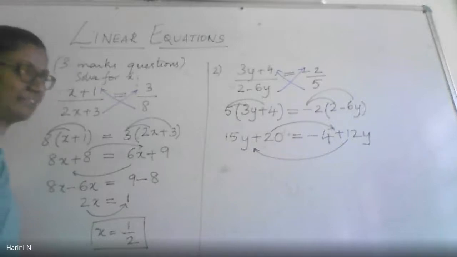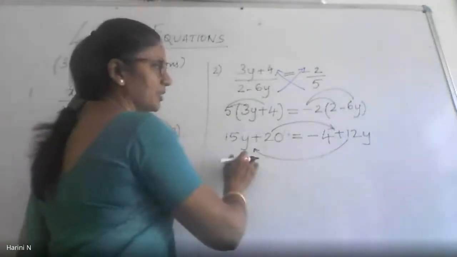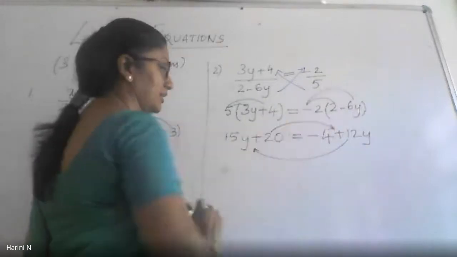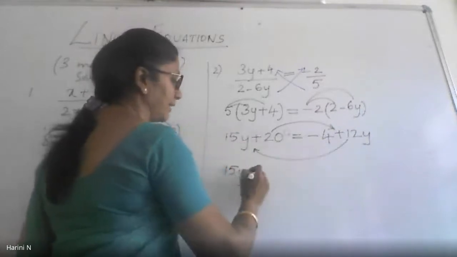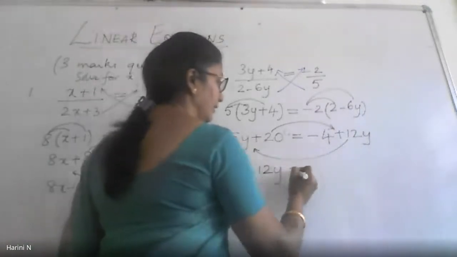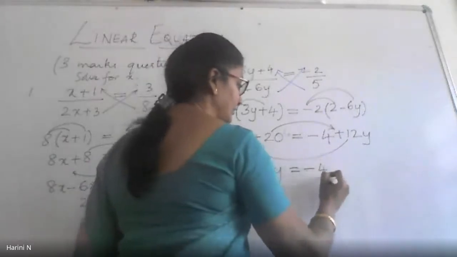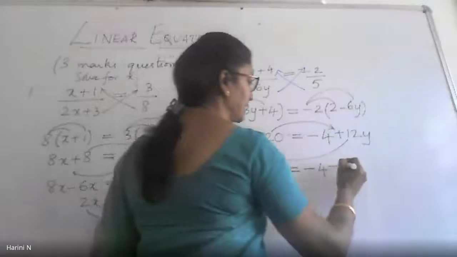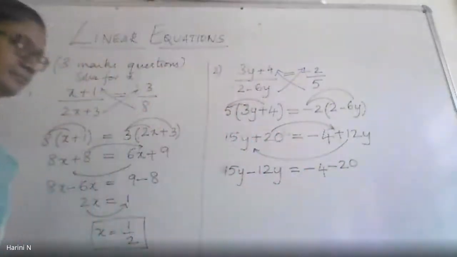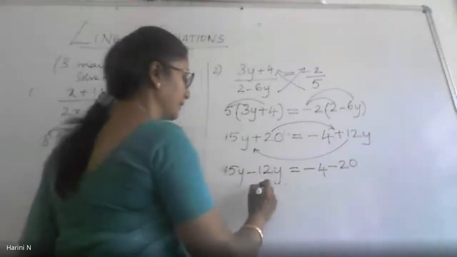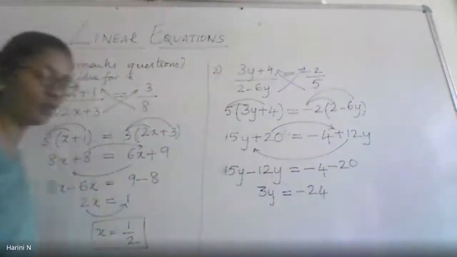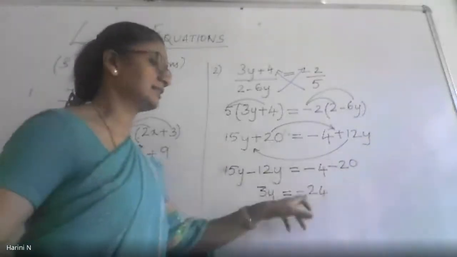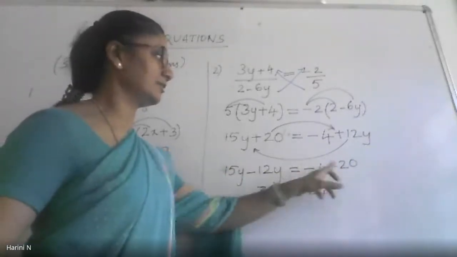Let us wait patiently. Now I have transposed the positive 12y here and the positive 20 to the other side. So it will be 15y, which is already on the left side. The positive 12y will come as a negative 12y. On the right hand side, the negative 4 is already sitting. The positive 20 has gone that side as negative 20. Right? Now 15 minus 12, that becomes 3y equals negative 24. How negative 24? Minus and minus, both are negative integers, so you will add and put the same symbol. 4 plus 20 is 24, it's a negative 24.